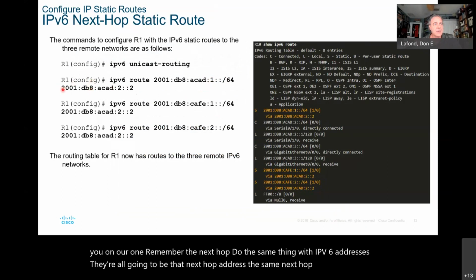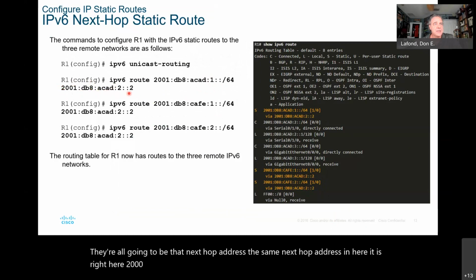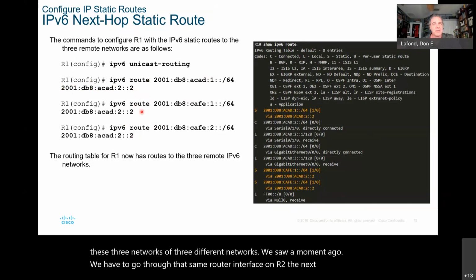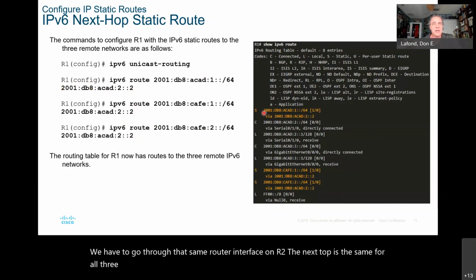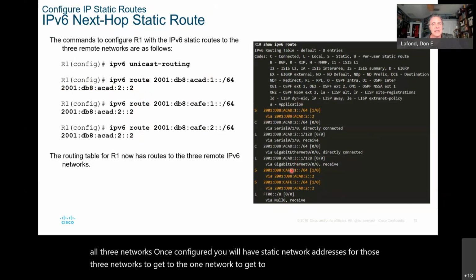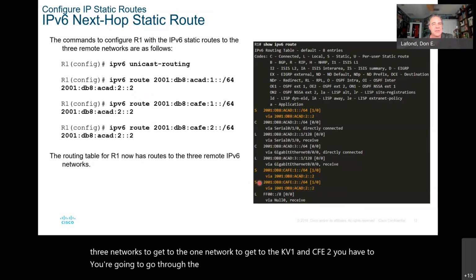And here it is right here, 2001:DB8:ACAD:2::2. To get to these three distant networks we saw a moment ago, we have to go through that same router interface on R2. The next hop is the same for all three networks. Once configured, you will have static network addresses for those three networks, to get to ACAD, CAFE1, and CAFE2. You're going to go through the same interface, and note S indicates static again in the IPv6 routing table.